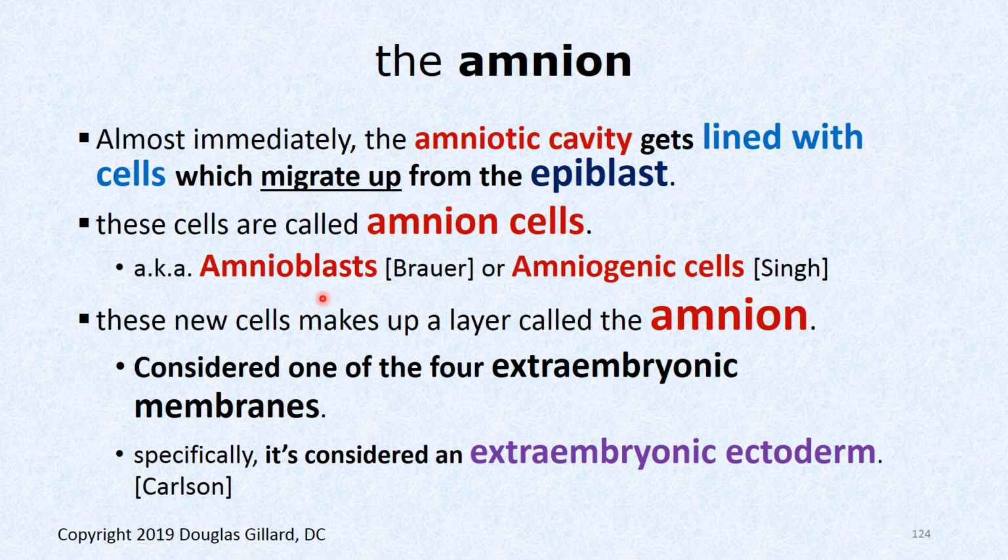There are some AKAs. Sometimes they're called amnioblasts. Amniogenic cells are some kind of odd. These are not mainstream books, but these authors use these terms. But amnion cells make up the amniotic cavity. Okay, so they make up the amnion. The amnion is important because that is one of the 4 extraembryonic tissues or membranes, and Carlson considered it an extraembryonic ectoderm, and we'll talk about that in the future.